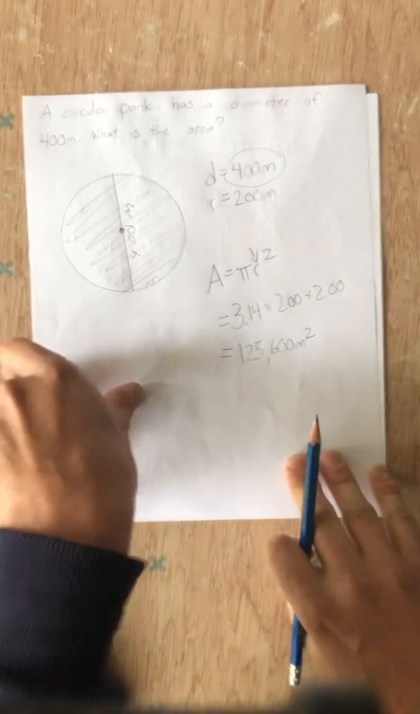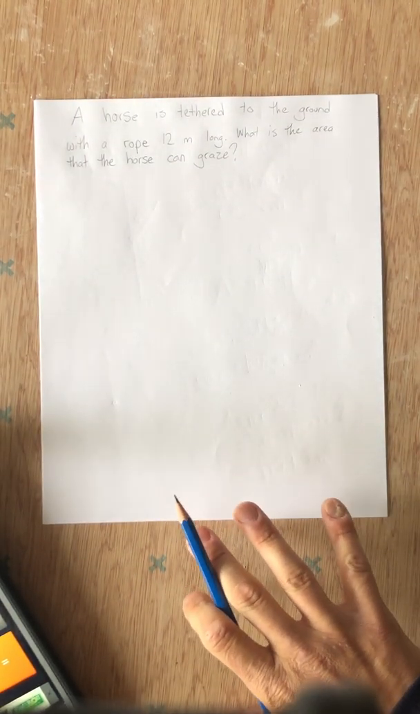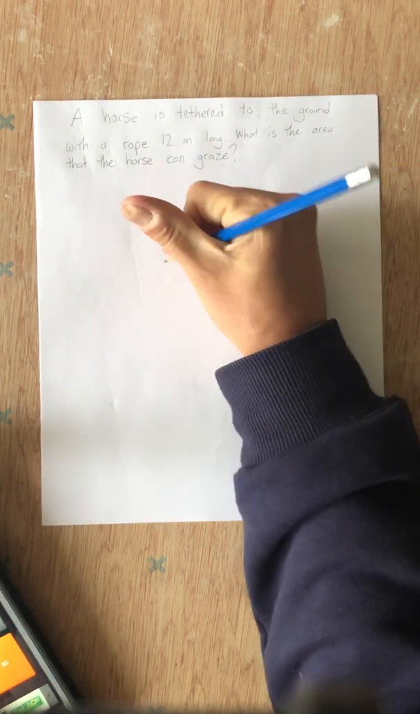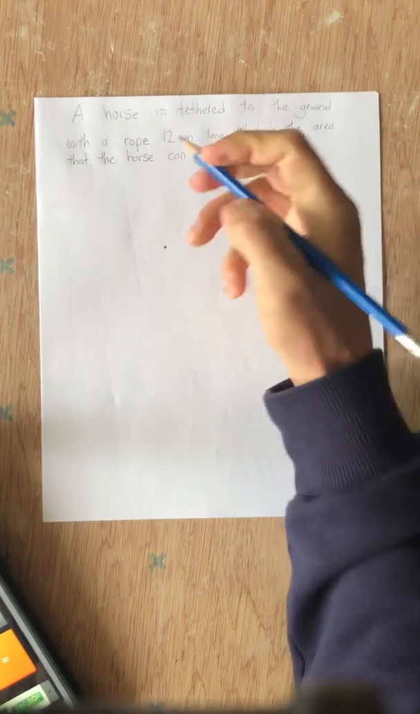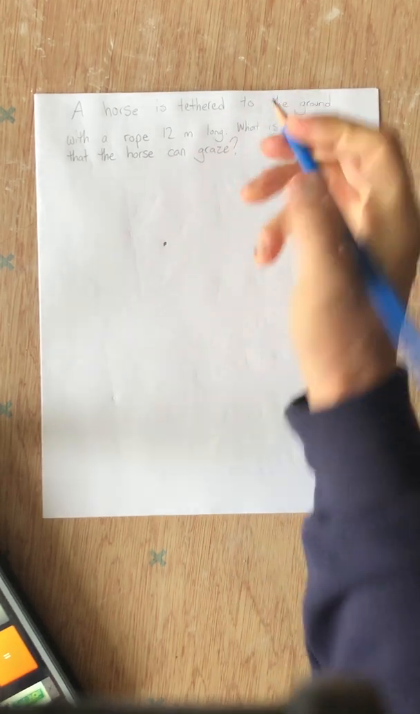Okay, now one last question. A horse is tethered to the ground with a rope 12 meters long. What is the area that the horse can graze? Well, let's think about what's going on with this one. There's a horse and it's tethered with a rope. The rope is stuck into the ground. Say this is the part that's stuck into the ground. The rope is 12 meters long and that's attached to the horse, I guess, around its muzzle.